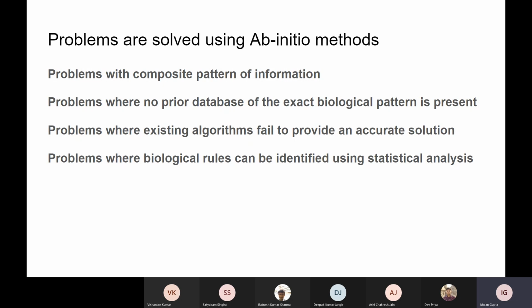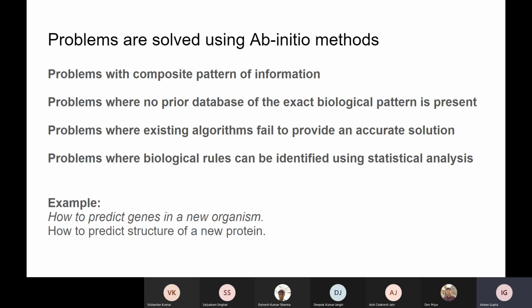There are problems, obviously, for such composite problems. So these are complex problems. Most simple algorithms fail to provide an accurate solution. And there are problems where the rules or principles can only be identified using statistical analysis rather than some basic ideas of how things are working.